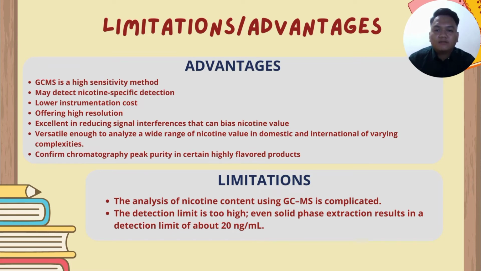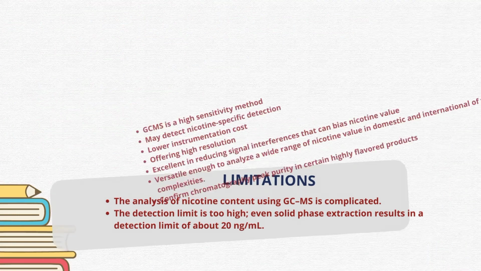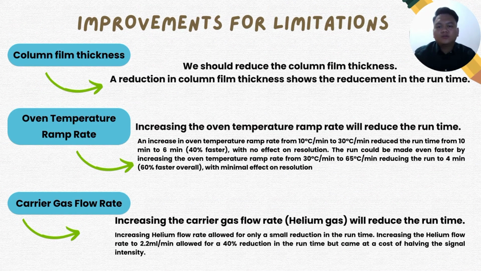However, it also has a few disadvantages, which is that the analysis of nicotine content using GCMS is complicated. The detection limit is too high. Even solid phase extraction results in a detection limit of about 20 ng per ml. There are three factors that we can manipulate to improve the limitation of GCMS.